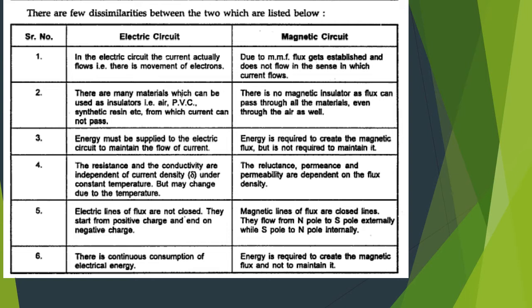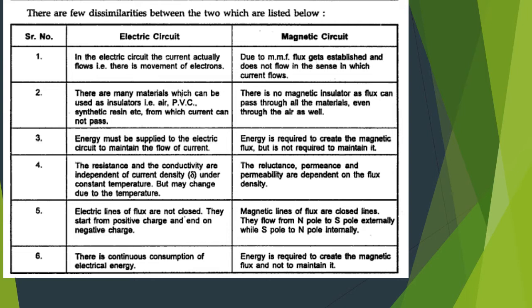Next one: in an electric circuit, there are many materials which can be used as insulators, another name for which is bad conductor of electricity. That is air, PVC, synthetic resin, etc., through which current can't pass. That's why we call them bad conductors or insulators.